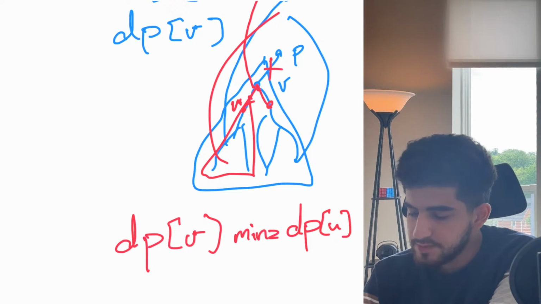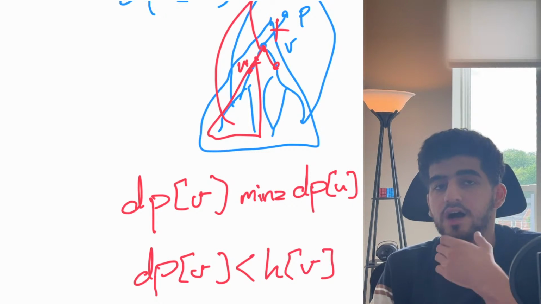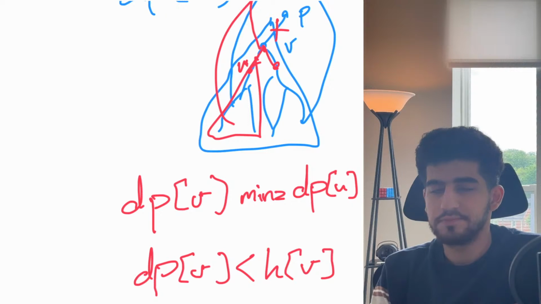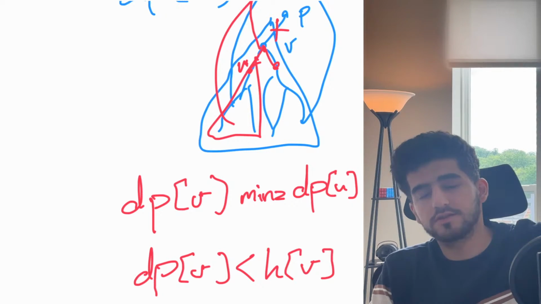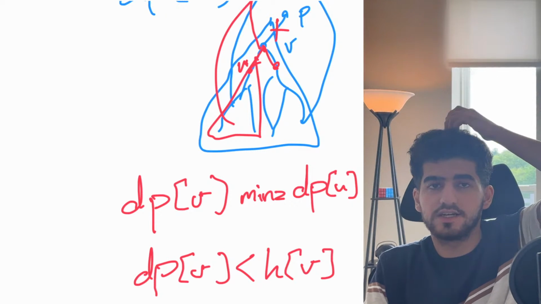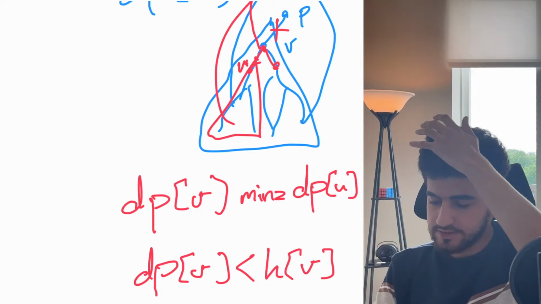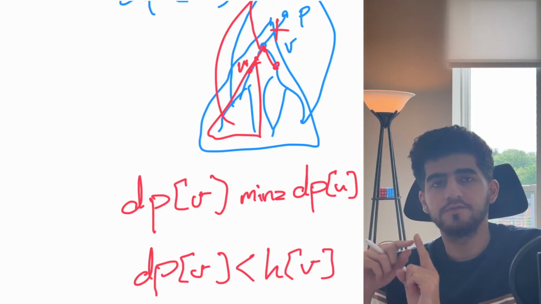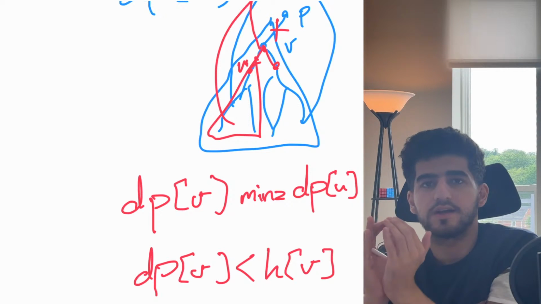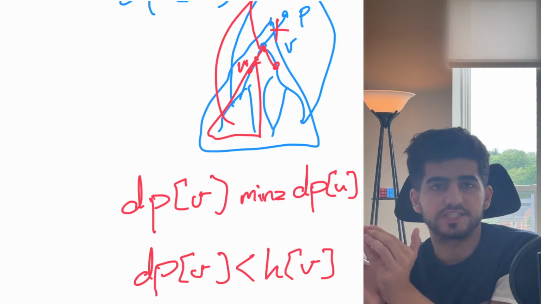And at the end, if DP of V was less than height of V, it means that the edge from V to its parent is not a bridge, because by removing it there is still one edge from the subtree of V to the outside. This is not a bridge anymore. But if DP of V was greater than or equal to h of V, it means that if you remove that edge from V to its parent, there's no way anymore that we can go from its subtree to the outside. So that is a bridge.